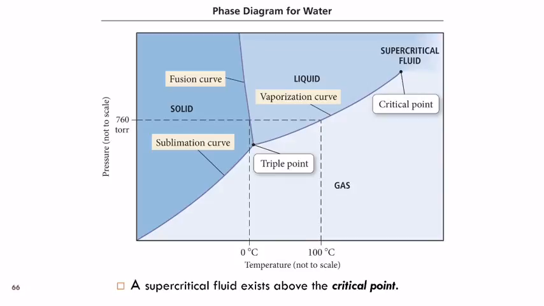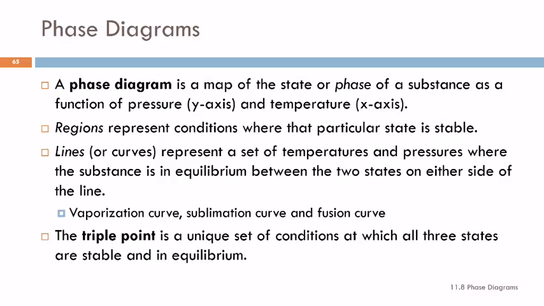I'm just going to show you one real quick. So this is what we're talking about. Here we have pressure and temperature, and then we have these lines that separate the 3 different states: solid, liquid, and gas. These different regions represent conditions where that state is stable. The lines or curves that separate them represent a set of temperatures and pressures under which those 2 states are in equilibrium.